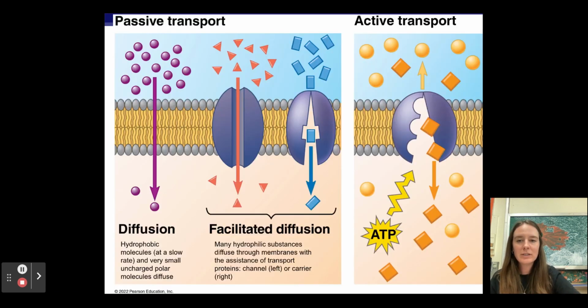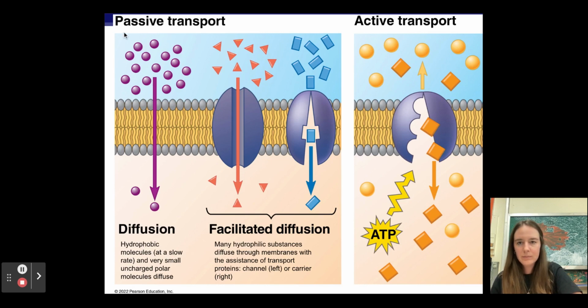All right, so just to recap, two main types of transport: passive transport and active transport. Now, we started off by talking about simple diffusion. This is where hydrophobic molecules very slowly can diffuse across the membrane from high to low concentration, and some really small uncharged polar molecules can diffuse, like oxygen and carbon dioxide can diffuse across.